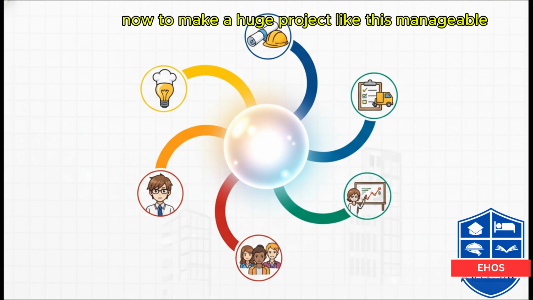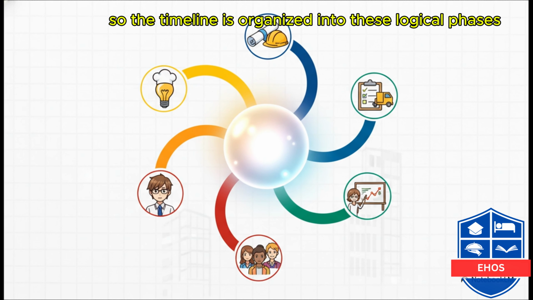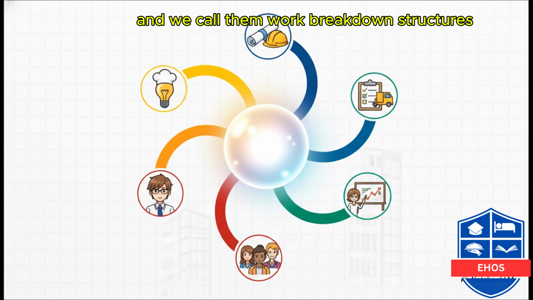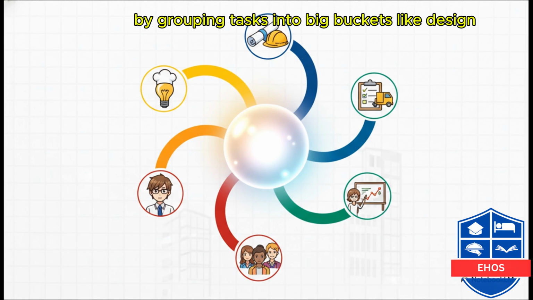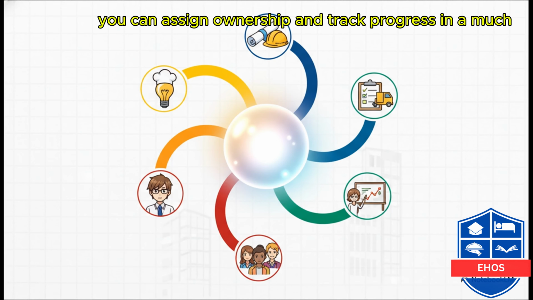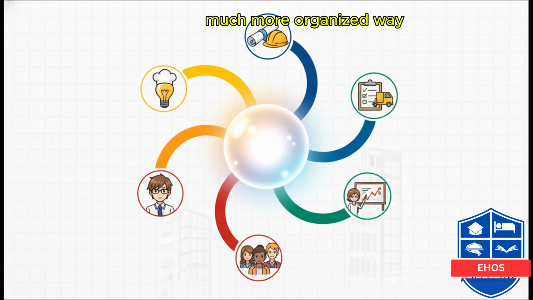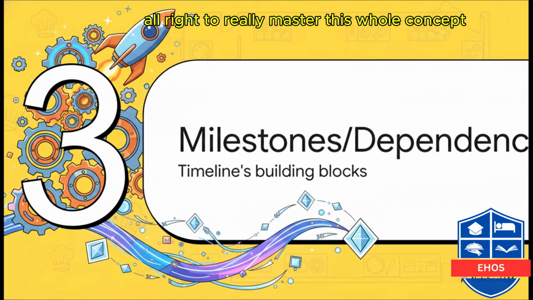Now, to make a huge project like this manageable, you can't just have one long list. So the timeline is organized into these logical phases, and we call them work breakdown structures, or WBS for short. You can see the main ones here. By grouping tasks into big buckets like design, procurement, and HR, you can assign ownership and track progress in a much more organized way.